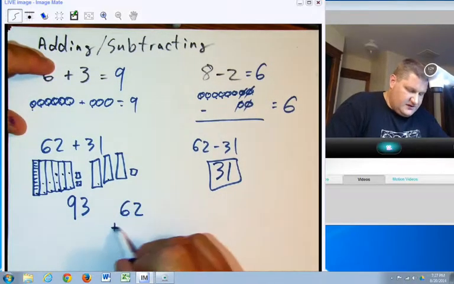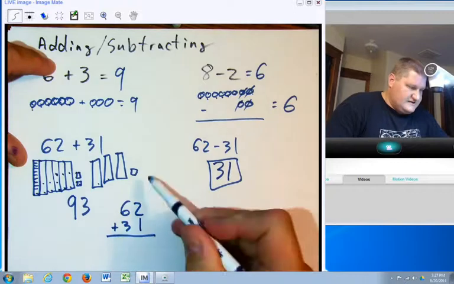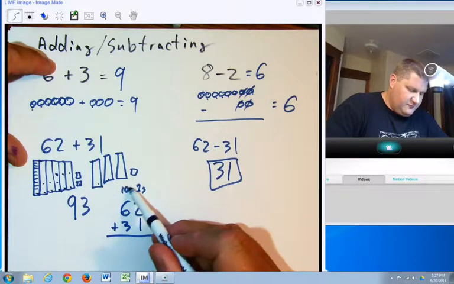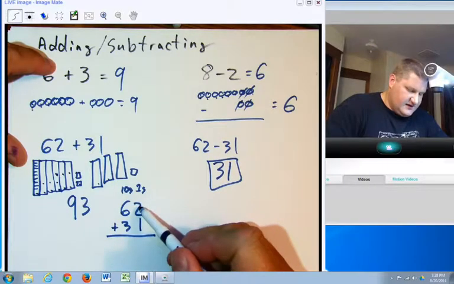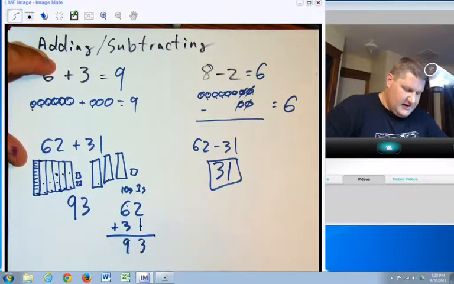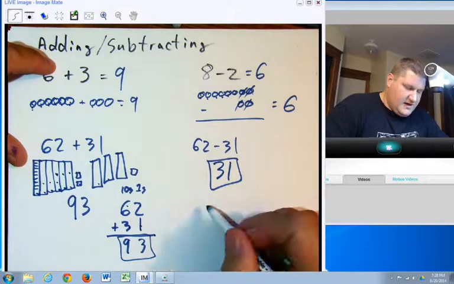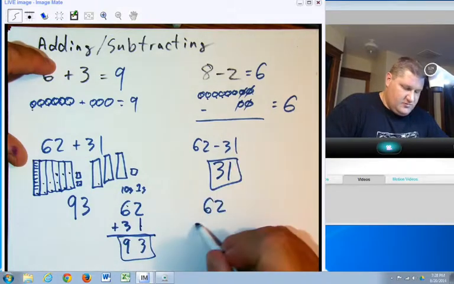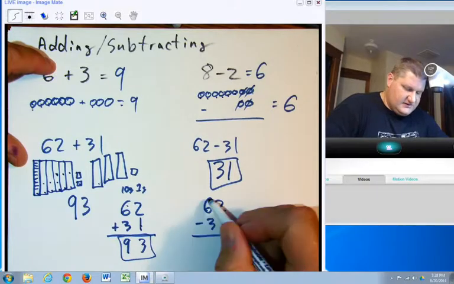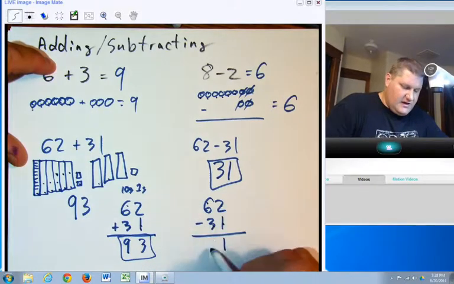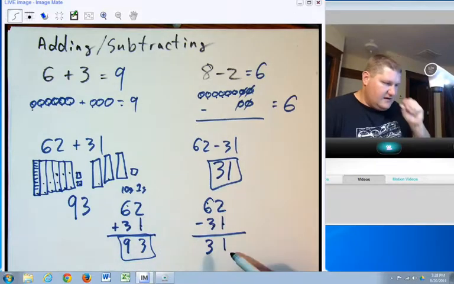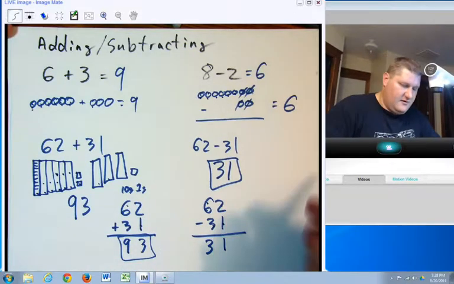But now when we start talking bigger numbers, we usually talk about stacking them up. 62 plus 31. So we stack them so that the ones place and the tens place are together. So I say 2 plus 1 is 3. 6 plus 3 is 9. 93. In the same way, 62 minus 31, 2 take away 1 is 1. 6 take away 3 is 3. You'll notice I'm organizing, taking my time, making them very straight.